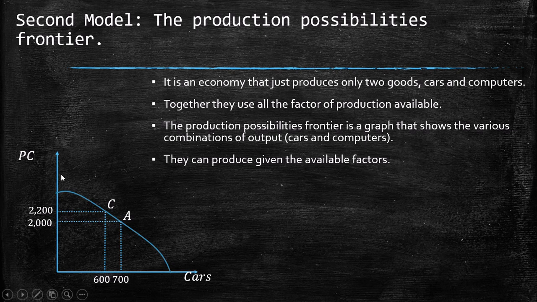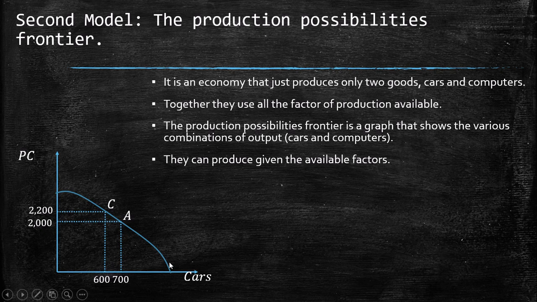Why? Because, for example, in this case we have 700 cars with 2000 personal computers. So the opportunity cost of producing 200 more personal computers is 100 cars. This is the opportunity cost. Once I produce 200 more personal computers, I just give up producing 100 cars. Which is another important fact here.